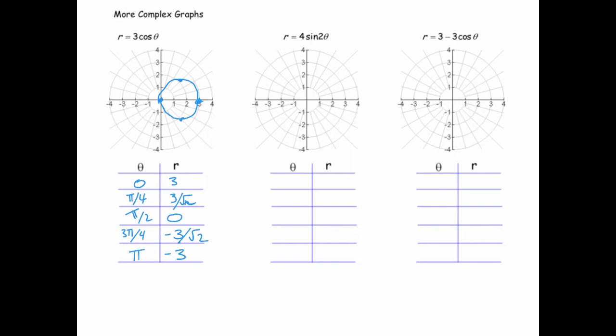R equals 4 sine of 2 theta is in a special form, and that, if you remember, is going to sketch a rose petal graph. Now, one way you can remember how to sketch rose petal graphs is what I like to do: I like to sketch a quick graph of this in its rectangular form, where r is the y-axis and theta is the x-axis. So what do we know about this function?